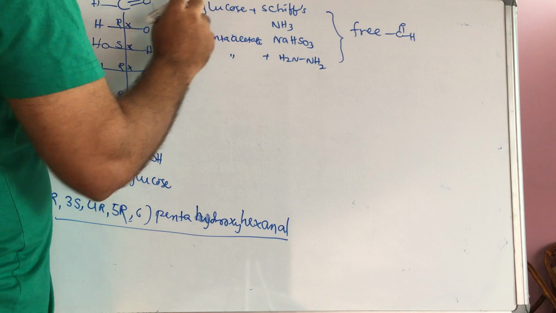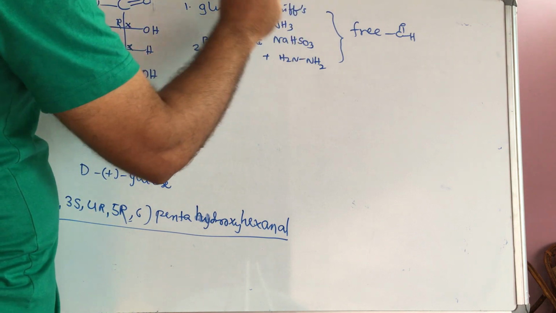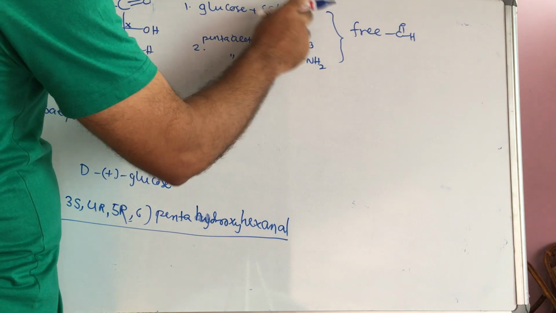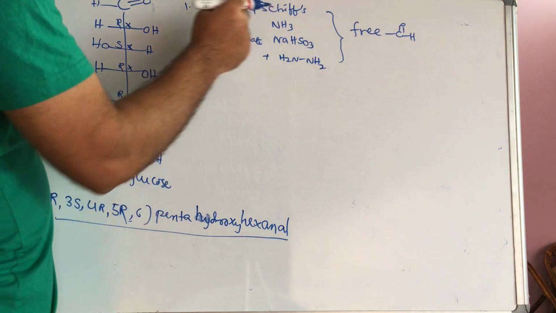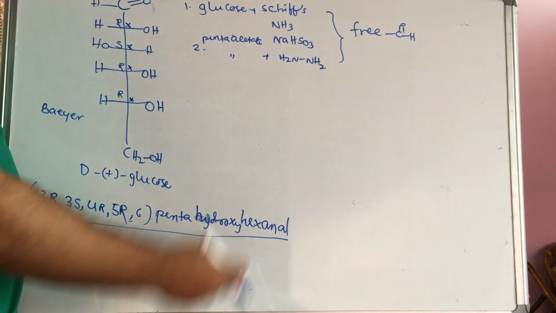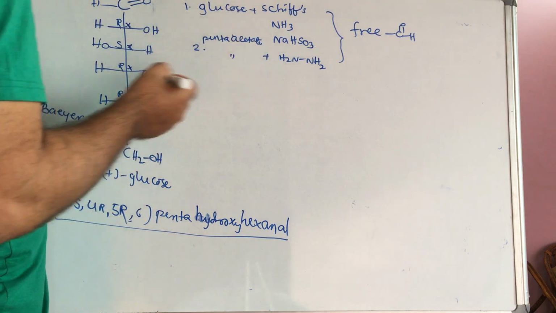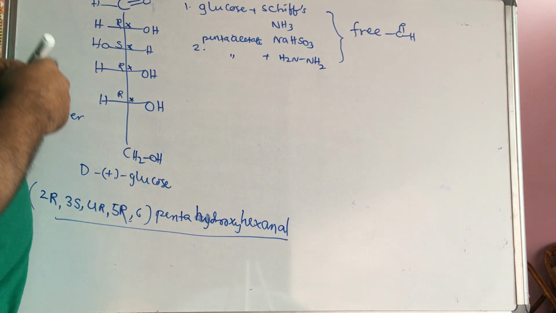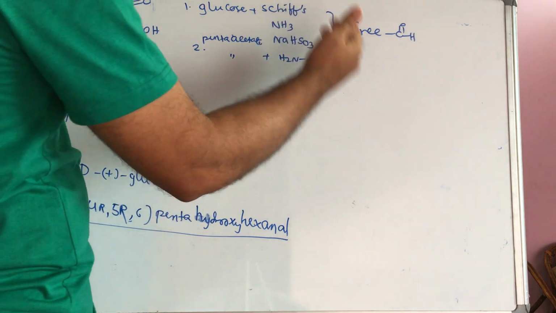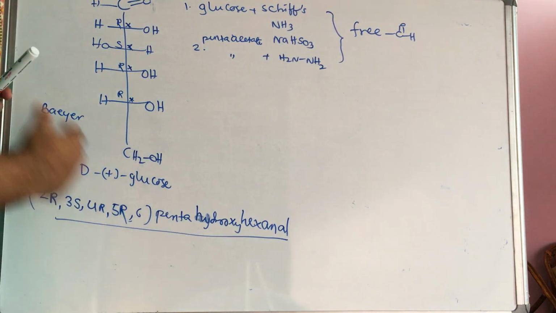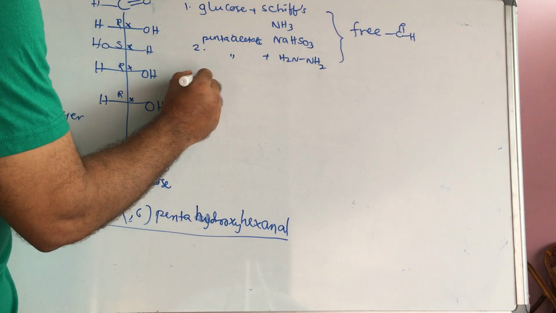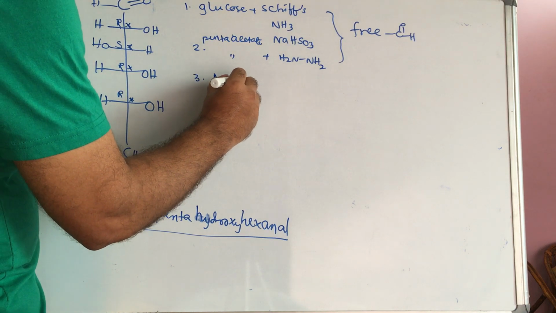Actually, glucose, if it has an aldehyde group, must react with Schiff's reagent, with ammonia, sodium hydrogen sulfide and hydrazine. These are carbonyl compound reactions, but here it is not reacting, so we have to conclude that there is no free aldehyde group. And the third one is that it shows mutarotation.